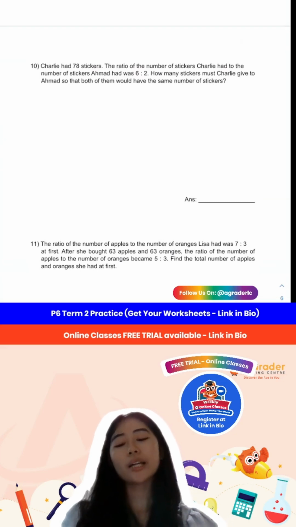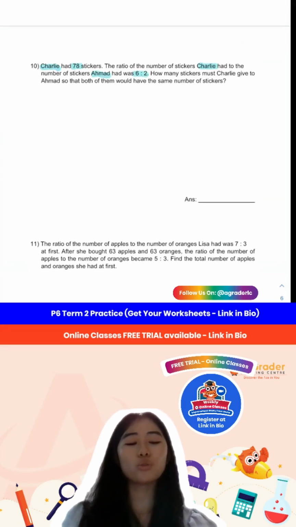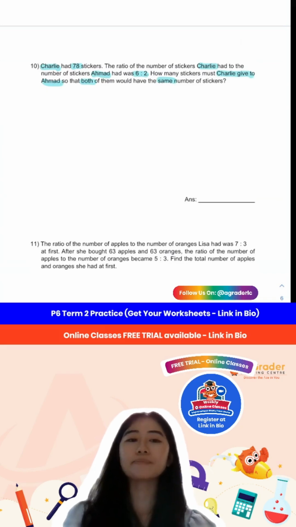Okay, so Charlie had 78 stickers. The ratio of the number of stickers Charlie had to the number of stickers that Ahmad had was 6 to 2. So how many stickers must Charlie give to Ahmad so that both of them will have the same number of stickers? Those of you who have already done the questions, you can send in your answer in the chat.